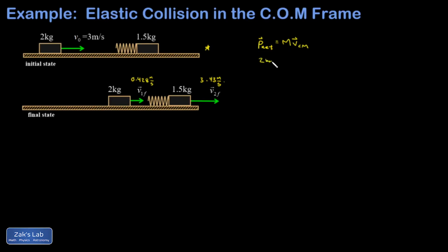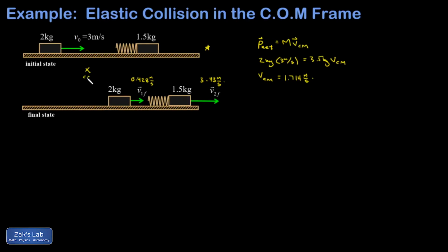So I have 2 kilograms times 3 meters per second equals the total mass, this 3.5 kilograms, times the center of mass velocity. And so I find that my center of mass velocity is 1.714 meters per second. So what I'm going to do now is run alongside this collision at 1.714 meters per second.